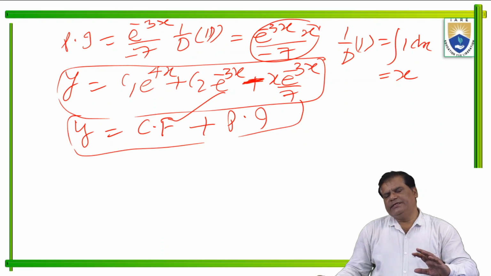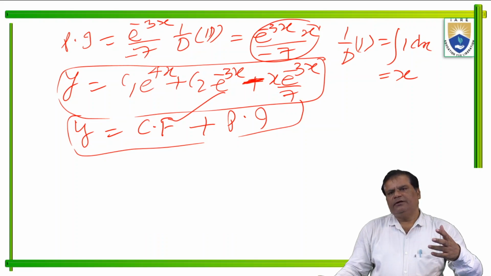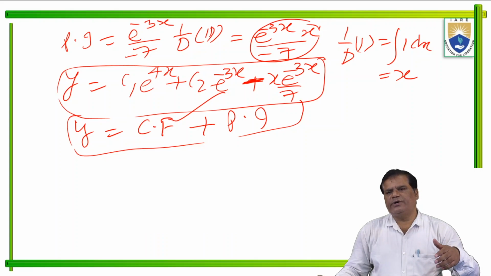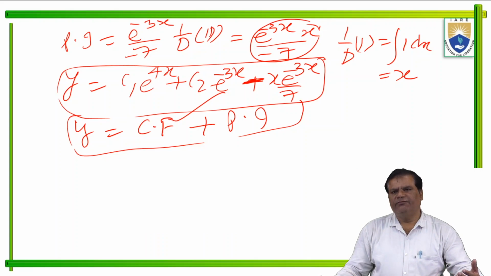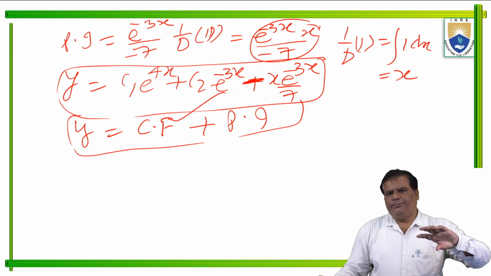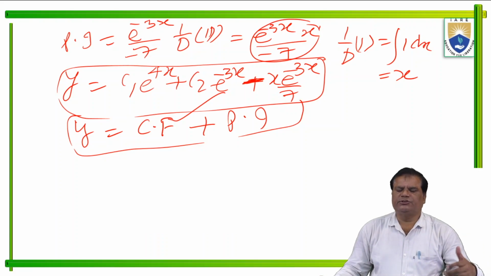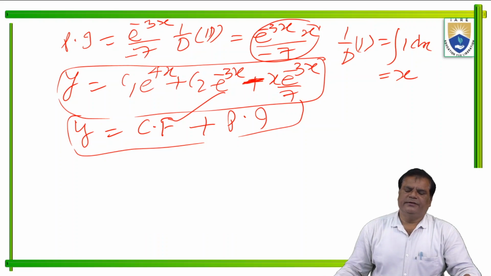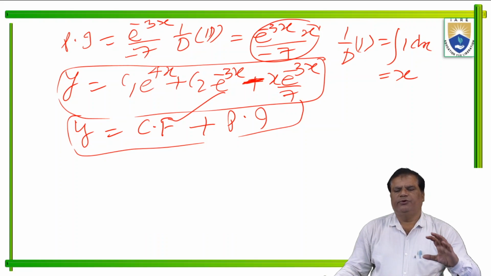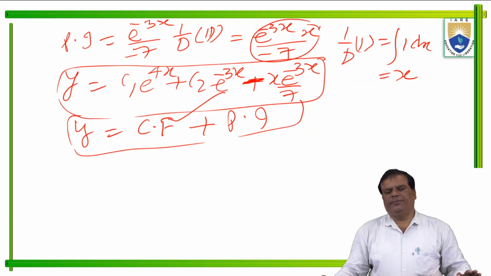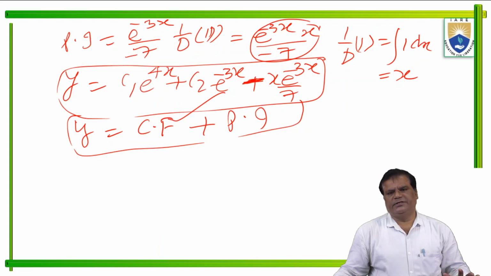In the next topic we will discuss the case if q is an algebraic function. Algebraic function means x square, x cube, x, any power of the variable x. Then what we do to find Pi, that is the next topic. So here we completed the topic: if q is an exponential function, how we can find the particular integral.